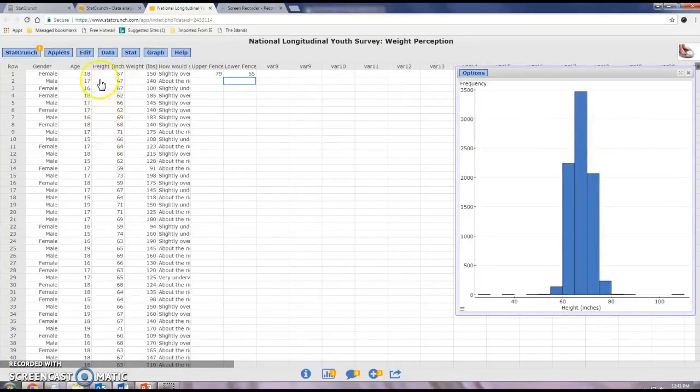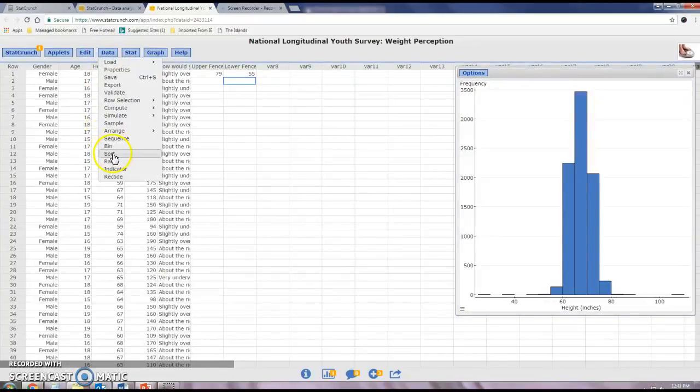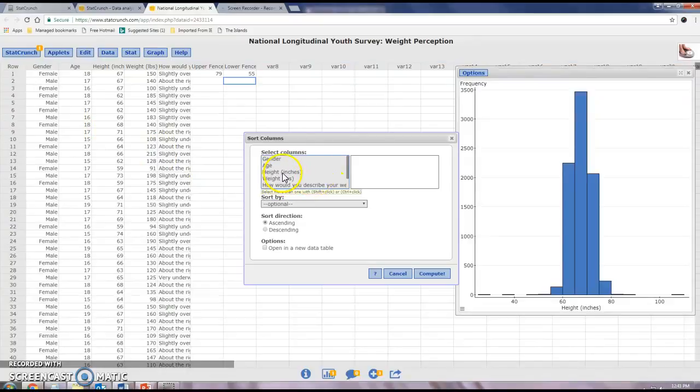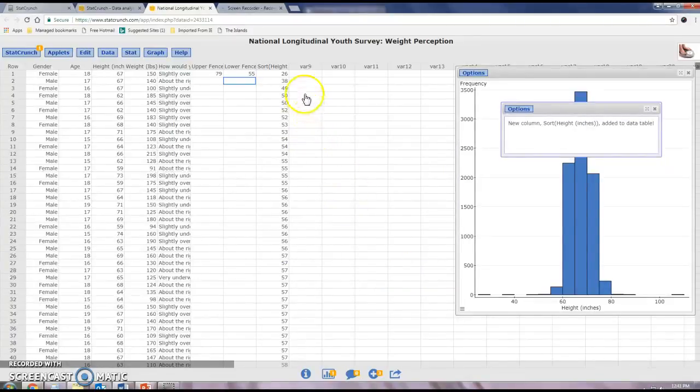Okay. So let's see if somehow StatCrunch can sort our height, and we will go ascending. That's fine. We'll compute it. Okay, so what are possible outliers? We got a couple of outliers here. Anything below 55, it looks like we have what? 1, 2, 3, 4, 5, 6, 7, 8, 9, 10, 11, 12 possible outliers on the bottom end. You can kind of see that maybe that's it right there.